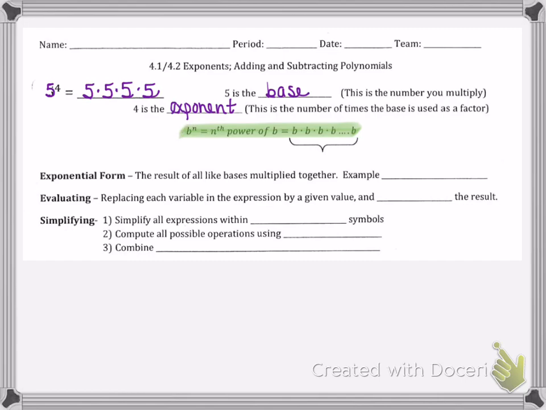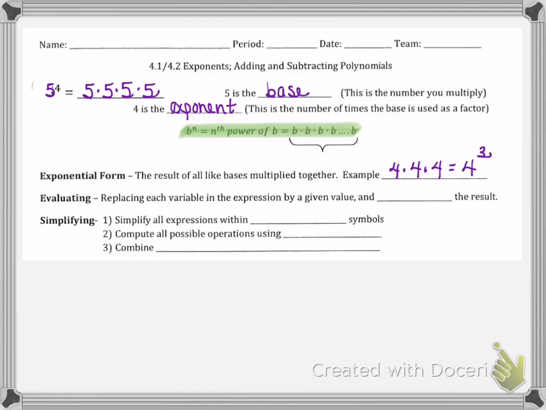Okay? And that's how you would say it. b to the n is the nth power of b. What you don't want to do is fall into the trap that a lot of students do and think that these are multiplied together. Exponential form is the result when all like bases are multiplied together. So the example we have here would be 4 times 4 times 4. In exponential form would be 4 to the 3rd power.